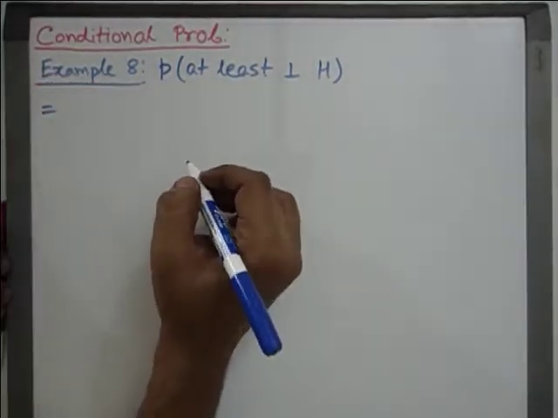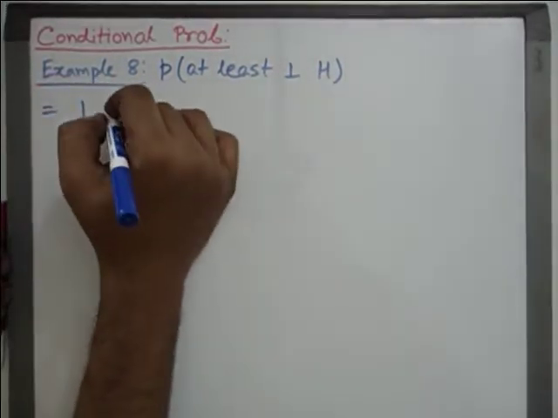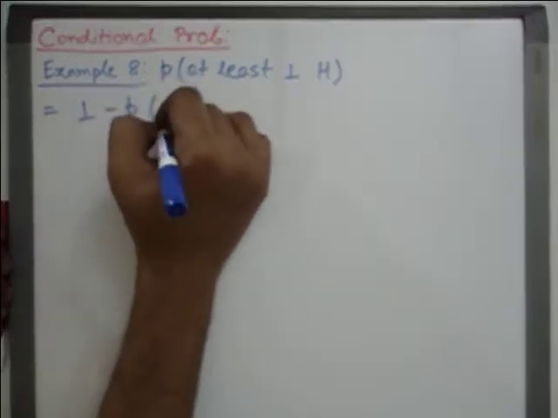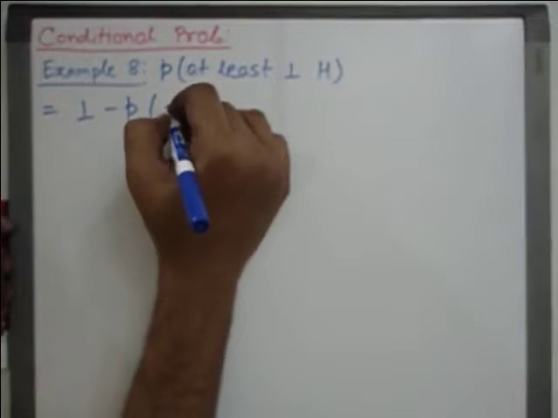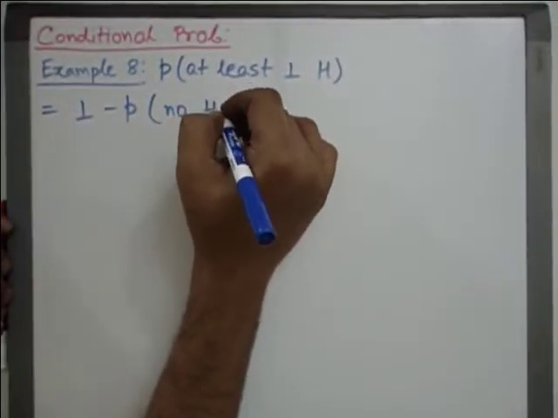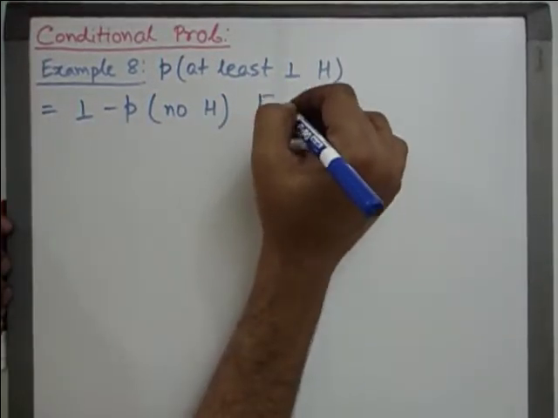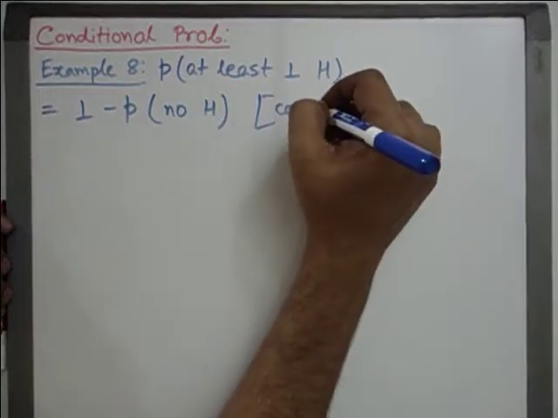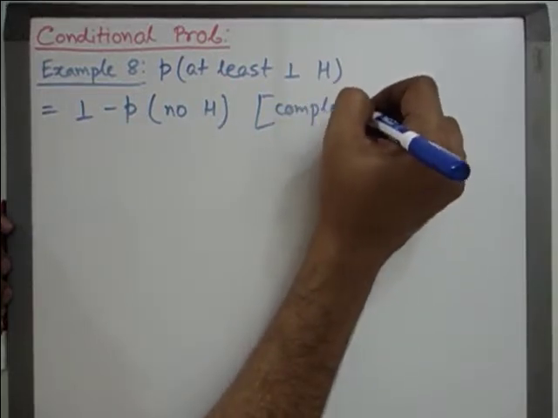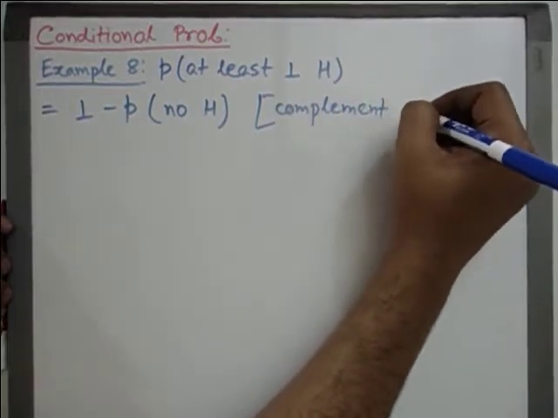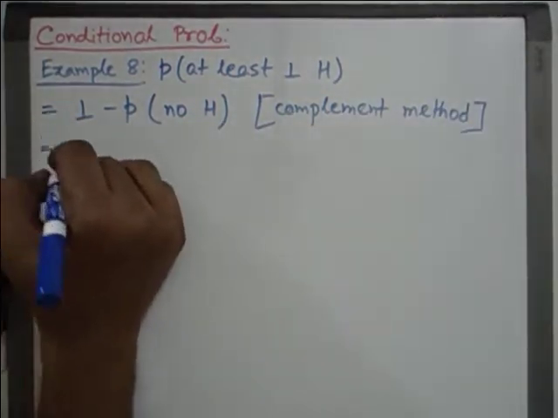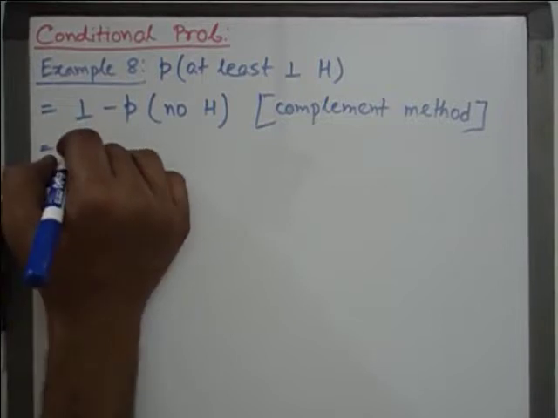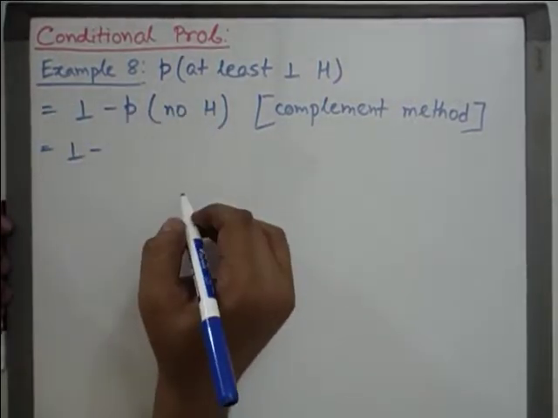So using the complement method, what is this? What is the opposite of at least one head? That is no head. That's the complement method. So 1 minus no head.